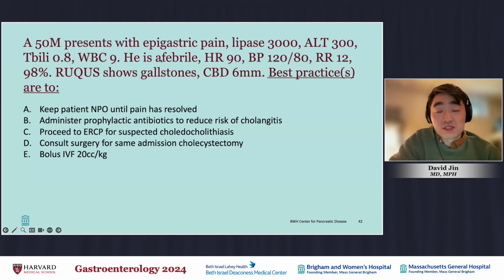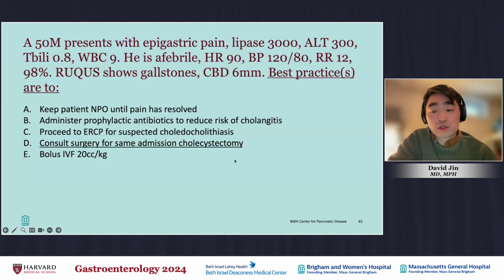So there's the patient who presents with acute pancreatitis. We know that because there is characteristic abdominal pain, there's an elevated lipase. This is a patient who would not require confirmatory diagnostic CT imaging. In terms of etiology, he has an ALT of greater than 150, which is highly predictive of gallstone pancreatitis. We do know that he has gallstones remaining in his gallbladder. Other than that, it seems like he has mild disease. There's no evidence of organ failure. So the correct answer here actually is D, consult surgery for same admission cholecystectomy.